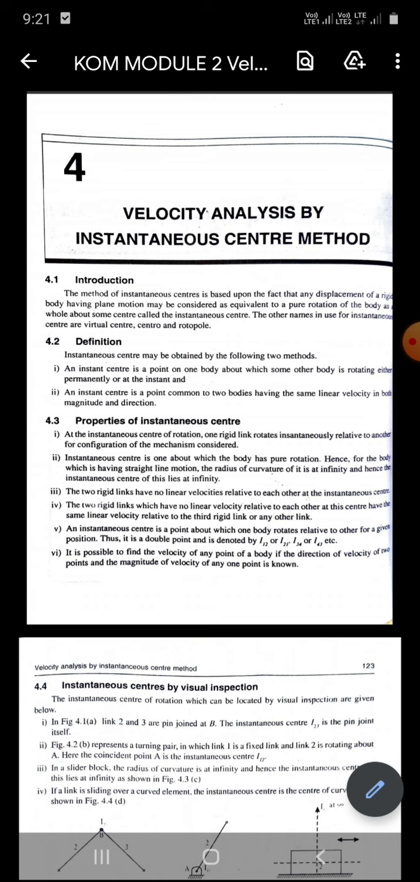Fifth one, an instantaneous center is a point about which one body rotates relative to the other for a given position. Thus, it is a double point and is denoted by I12 or I21, I34 or I43, etc. Sixth one, it is possible to find the velocity of any point of the body if the direction of velocity of 2 points and the magnitude of velocity of any one point are known.